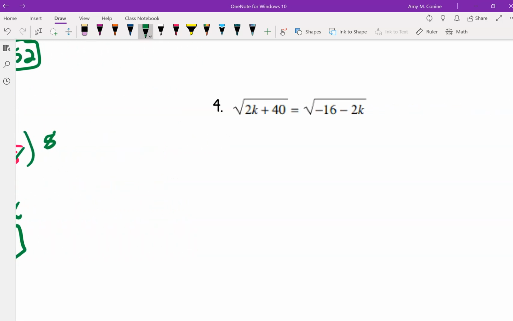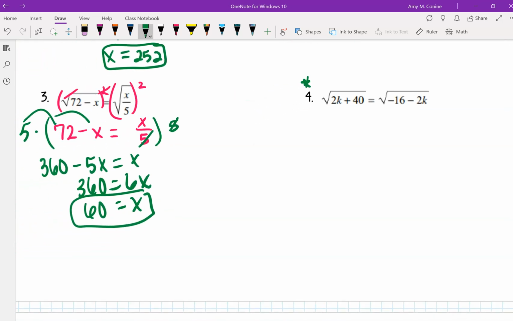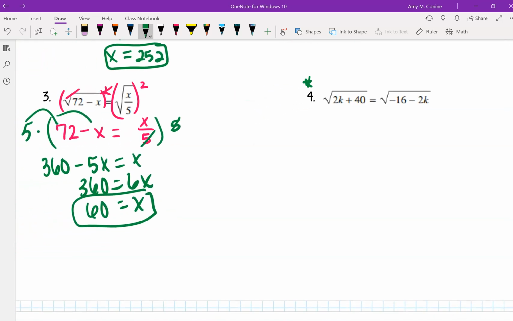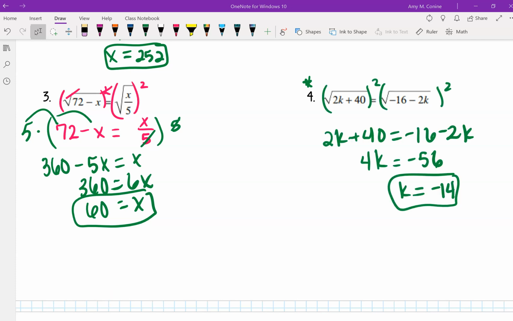I want you to go ahead and do number 4 on your own. So I'm going to put number 3 back in here. So go ahead and do that now. All right, so I got k equals -14, and these are the steps that I took to get that.